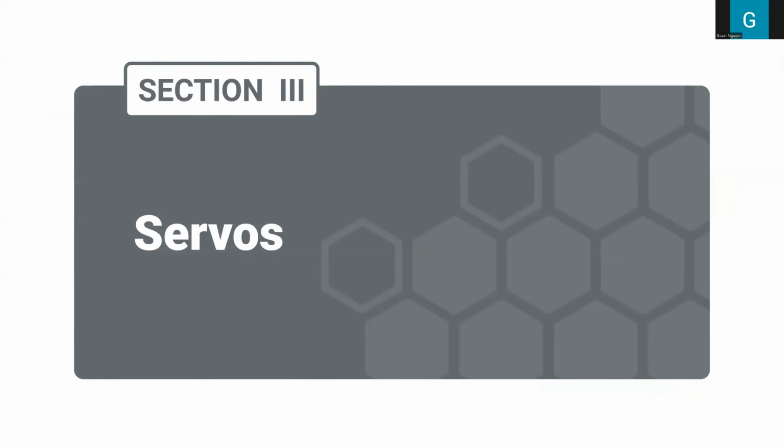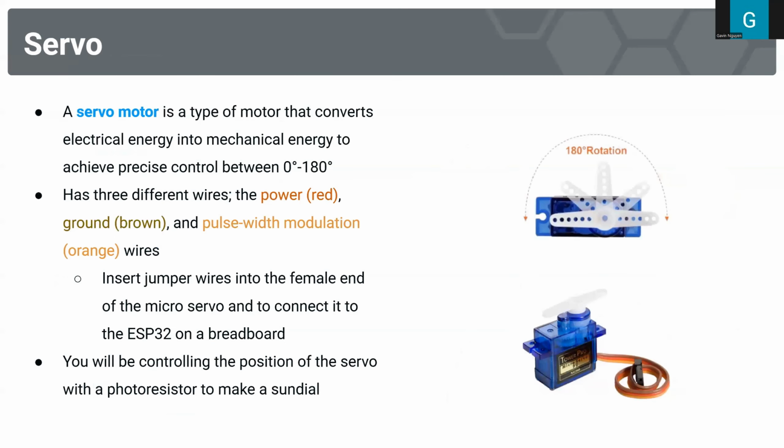And with that out of the way, we're going to get into servos. A servo motor is a type of motor that converts electrical energy into mechanical energy to achieve precise control between 0 degrees and 180 degrees. Servos have three different wires, at least for ours: the power one, which is the red wire, ground, which is brown, and pulse width modulation, which is the orange wire. So you want to insert the male to male jumper wires in your ops kit into the female end of the micro servo, and then connect the other end to the ESP32 on a breadboard.